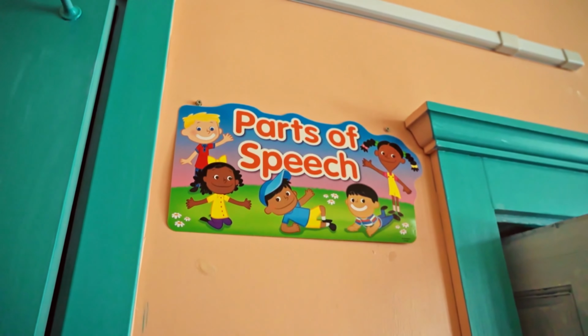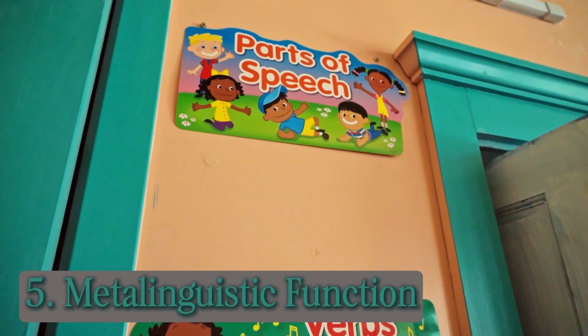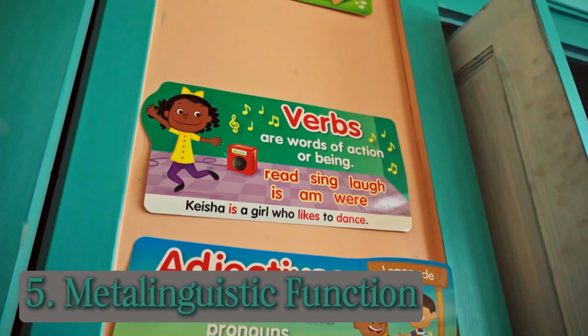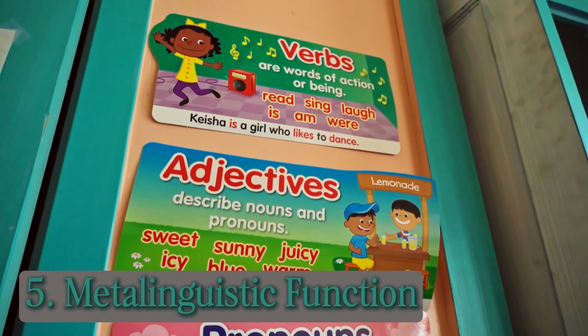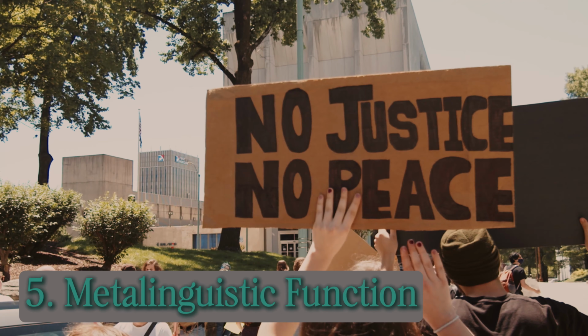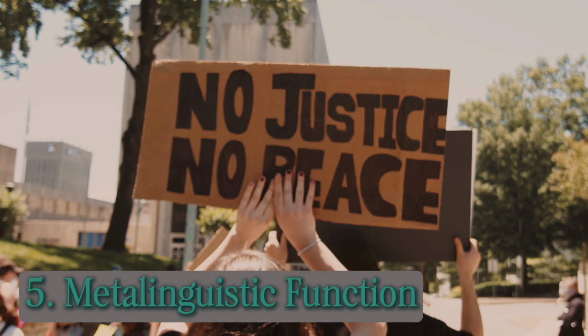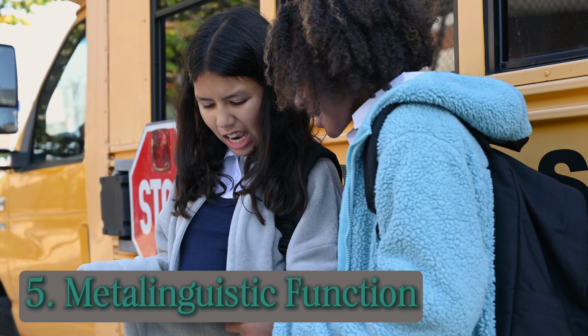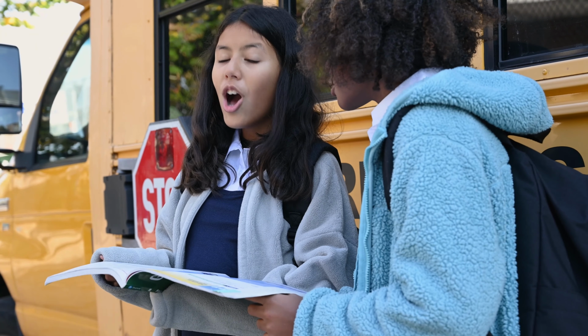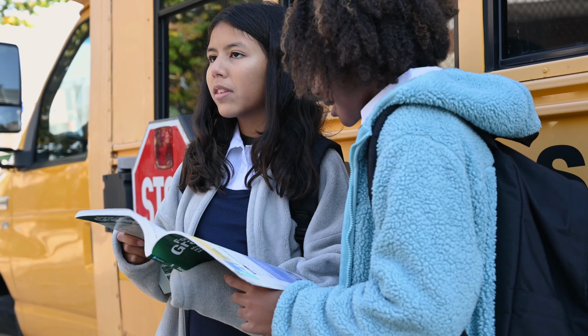Number 5 is metalingual or metalinguistic function. This function is used when we talk about the language itself. We use it to explain or ask about words or grammar. For example, if someone asks, "What does the word justice mean?" they are using language to talk about language. This function helps us to understand each other better.